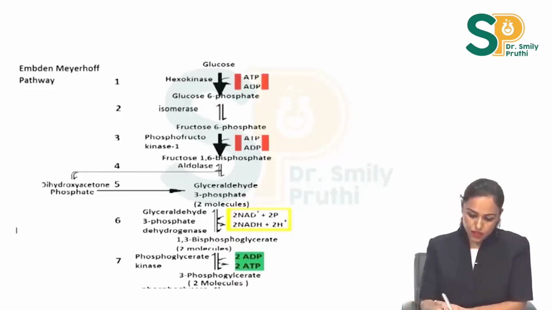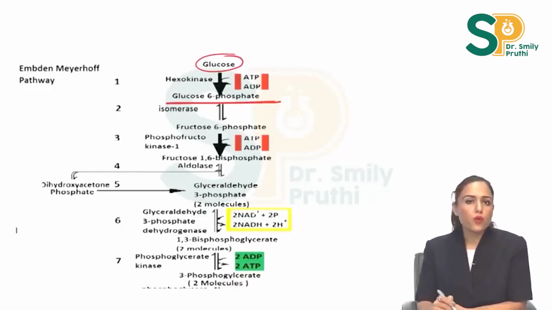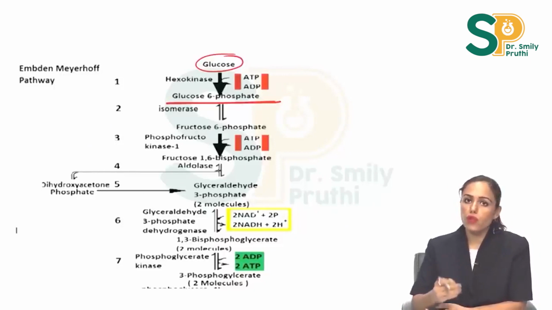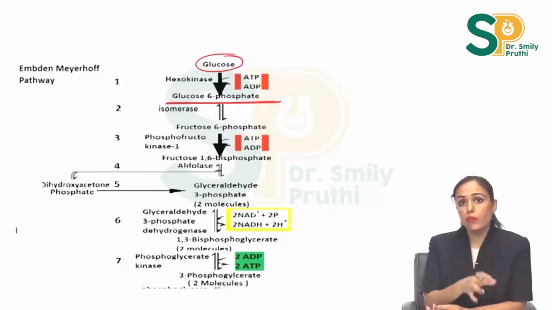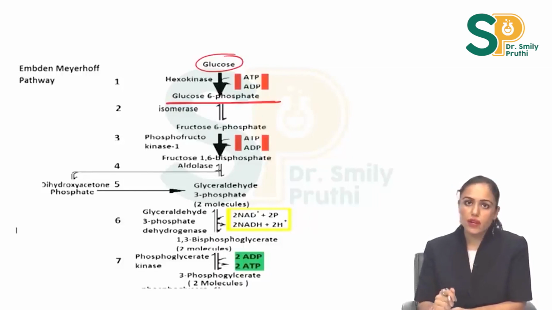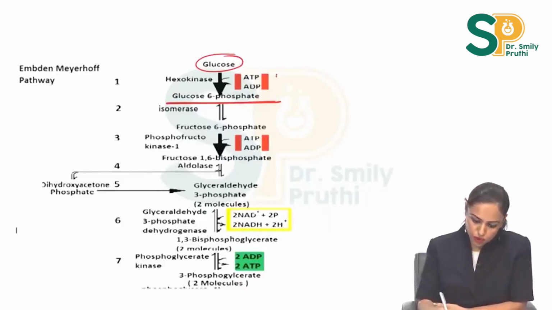So let's start. The first step is glucose gets converted to glucose 6-phosphate. I told you the first step which occurs is always phosphorylation, and this is for the entrapment of glucose inside the cells, right? So this first step is phosphorylation, glucose to glucose 6-phosphate. Here, for adding this high energy phosphate bond, ATP is used. ATP is used, gets converted to ADP.